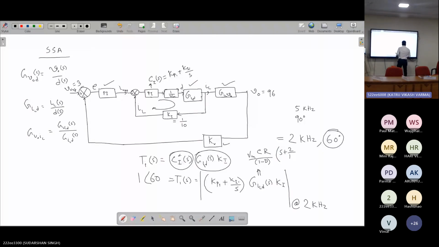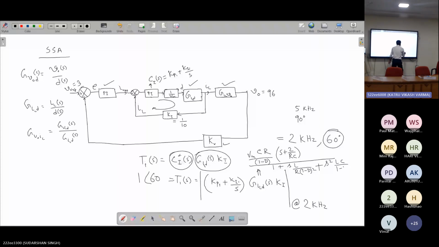This is the numerator, and the denominator is 1 plus SL by R into (1 minus D) whole square, plus S square LC by (1 minus D) whole square. So this is your G_ILDS.